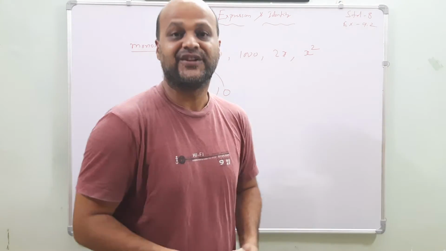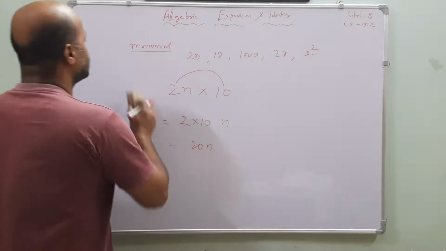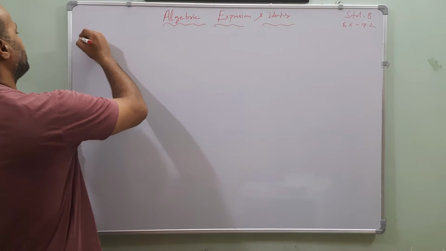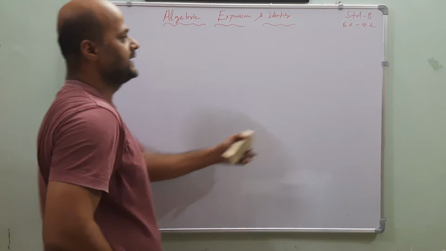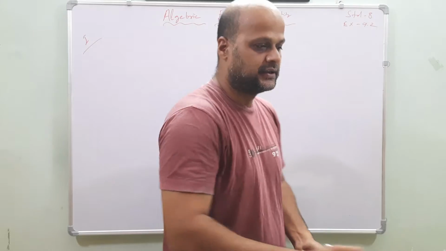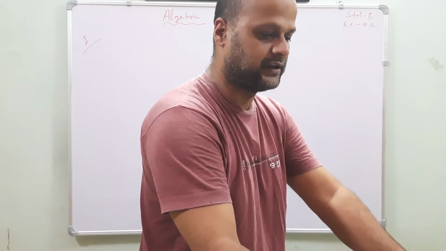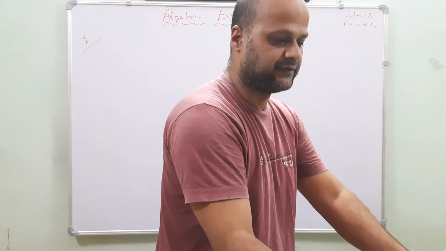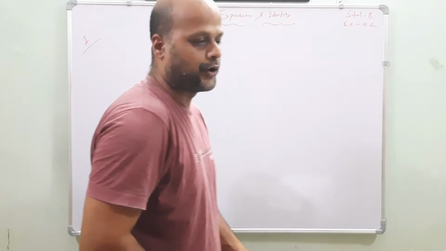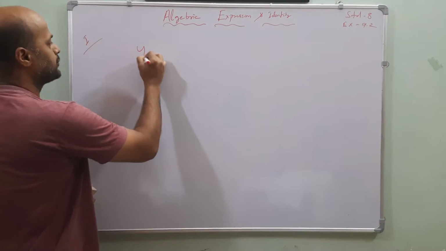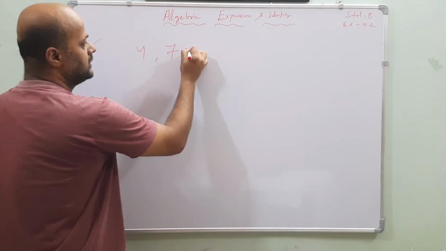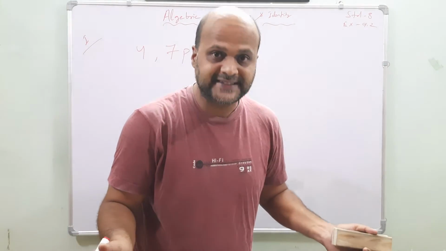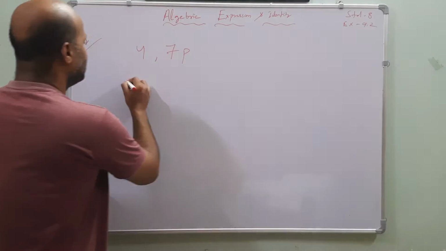Understood? Okay, let's come to the exercise. What is the exercise? It is saying, find the product of the following, exercise 9.2. So what is the question given in your books? Yes, the first one is given: the product of the monomials 4 and 7p. These are the two monomials. Yes or no? So I will show how it will be multiplied.